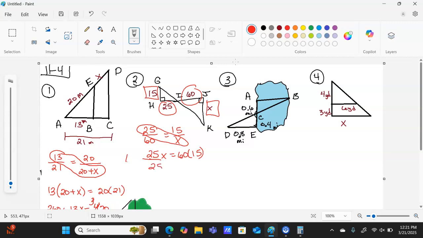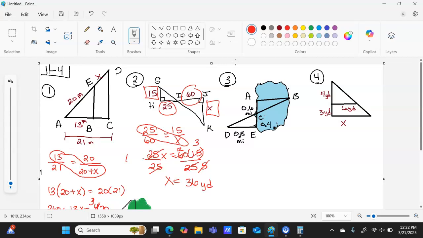And I am going to do this one like this because I can see that 15 and 25 are both divisible by 5. And 5 will go into 60 12 times. So I can reduce that fraction and I get 36. If you didn't see that, if you multiplied 15 by 60 and then divided by 25, you should get to the same thing. Your unit on this one is yards.